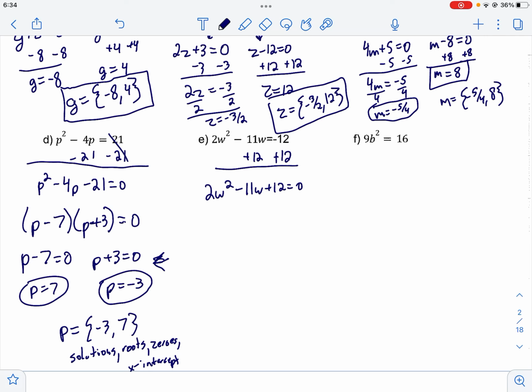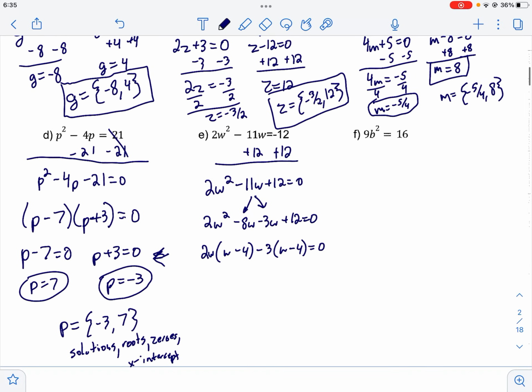For part E, you first should have moved the 12 to the other side. After that, when we factor we're looking for two numbers that multiply to 24 and add to negative 11. So that's negative 8 and negative 3. Factoring out our greatest common factor, we have 2w times w minus 4 and negative 3 times w minus 4. Our two factors become 2w minus 3 and w minus 4.